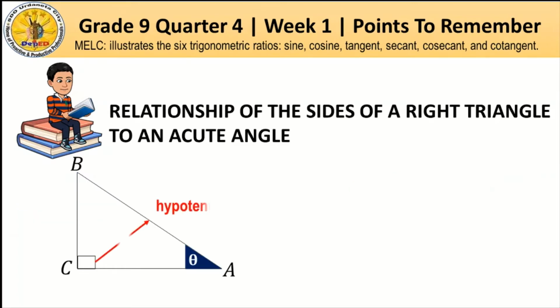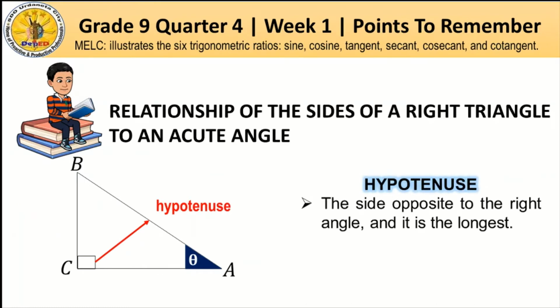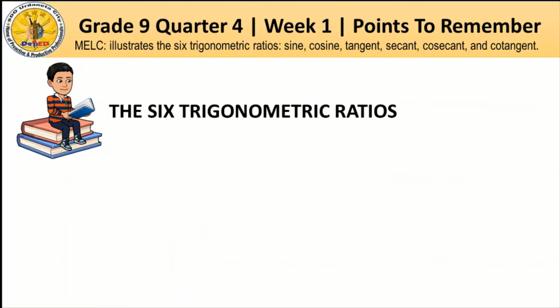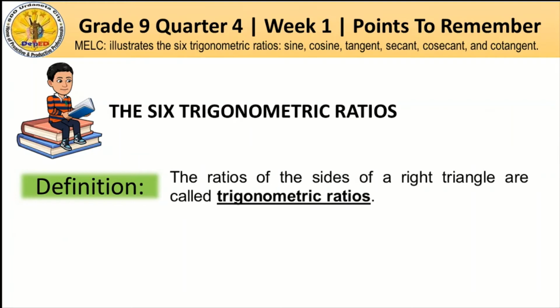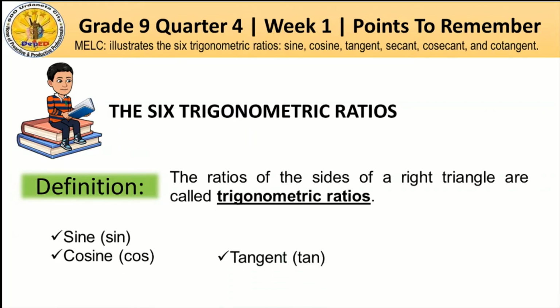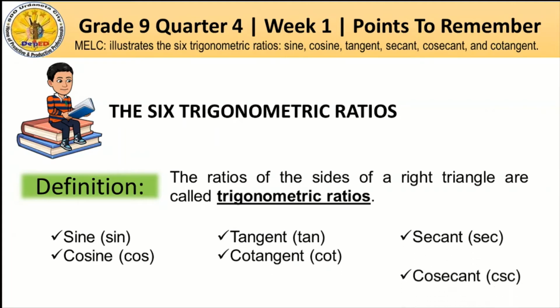Also, the longest side of the right triangle, which is opposite the right angle, is called the hypotenuse. Now, we move on to the 6 trigonometric ratios. By definition, trigonometric ratios are ratios of the sides of a right triangle. This includes sine, cosine, tangent, cotangent, secant, and cosecant.